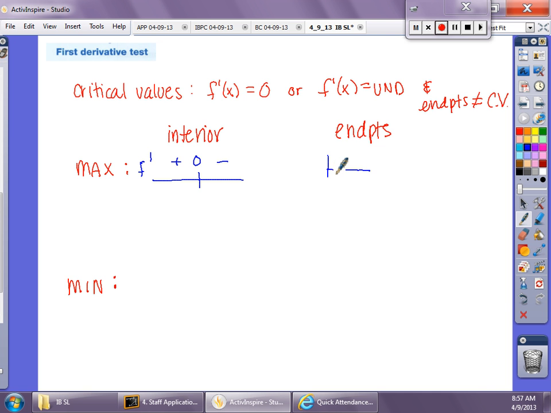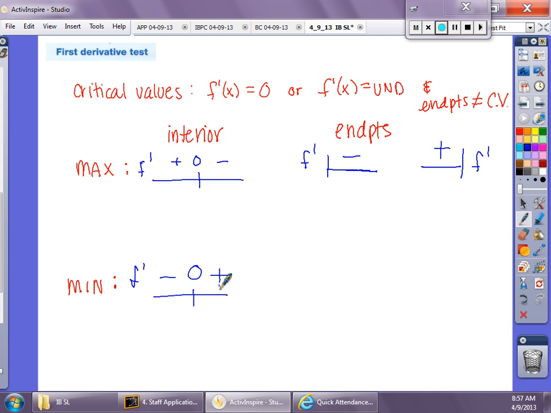A left endpoint versus a right endpoint. For a left endpoint that is a maximum, the function would then have to go down after that. So it makes sense that this would be the sign chart for a left endpoint max. For a right endpoint max, the graph would have to go up, therefore. Does everyone understand that the endpoints are different than an interior? Okay. All right.